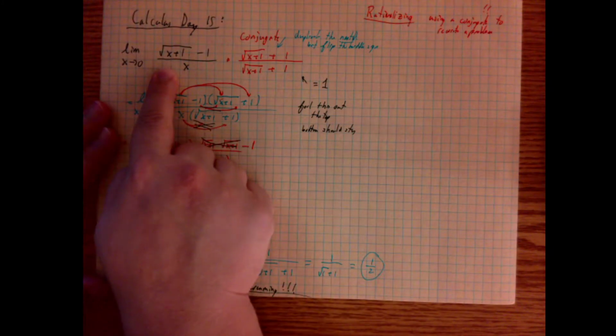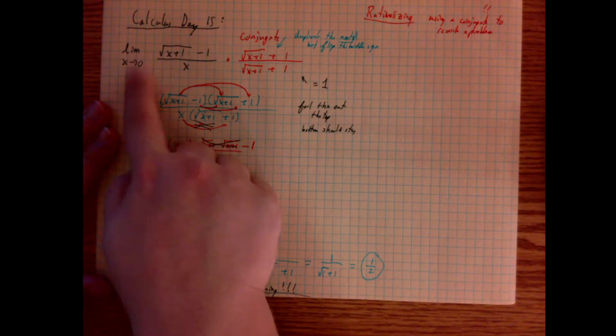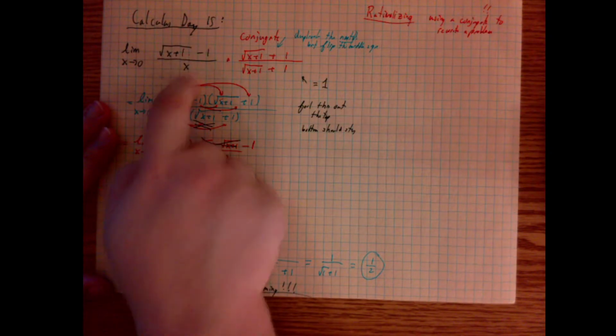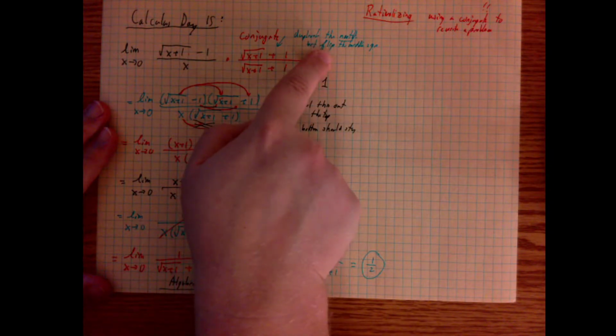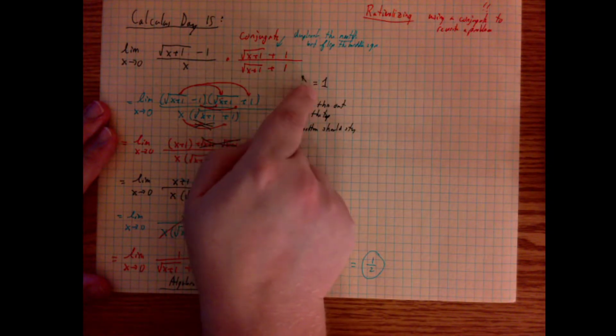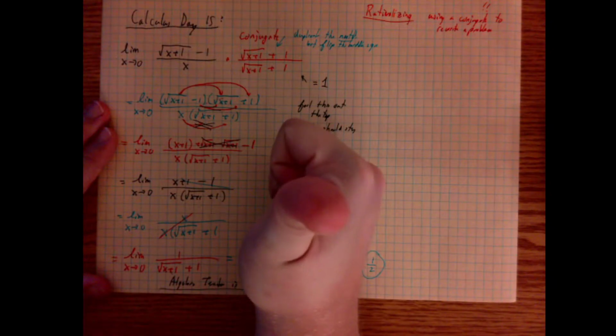We started with this nasty thing that was not solvable. We try to plug in 0. We get 0 in the denominator. Not allowed. So we use a conjugate. We use a conjugate of the top piece. We use a top piece on top and bottom because that's multiplying by 1, which is allowed.